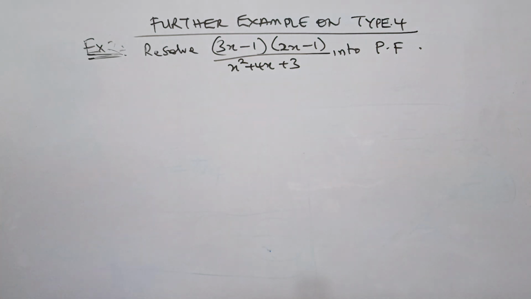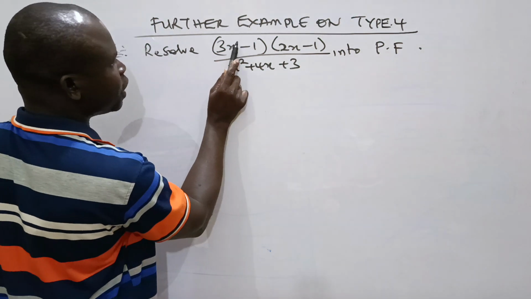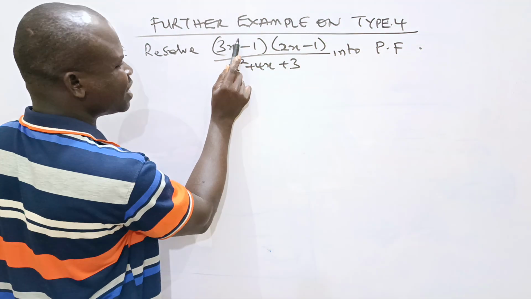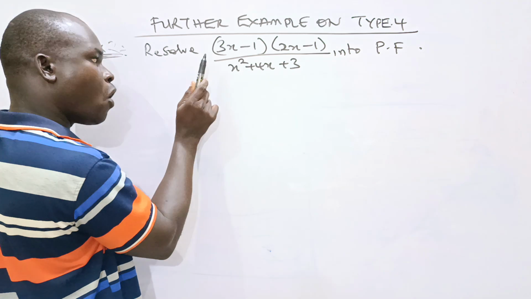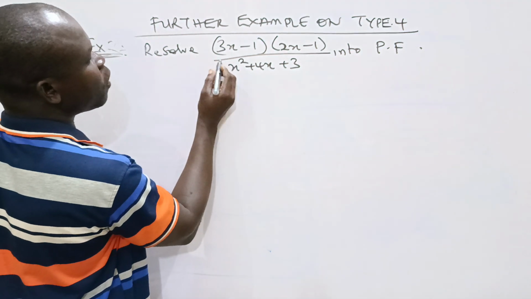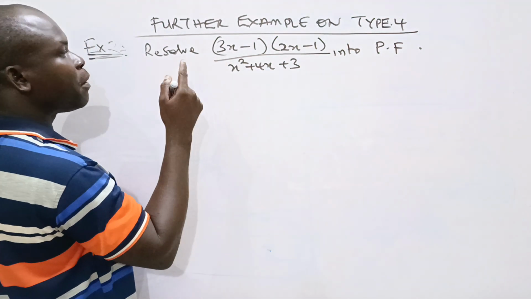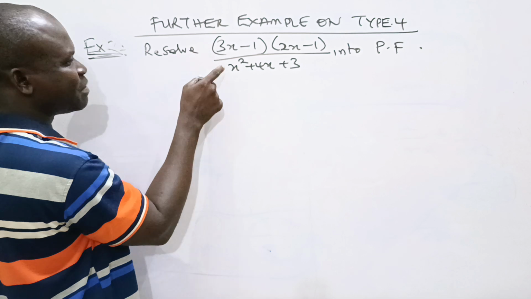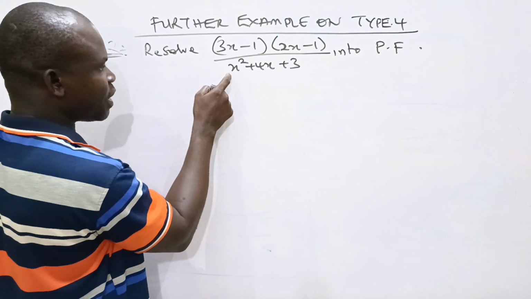So we want to look at further examples on type 4 partial fraction. Type 4 partial fraction is the partial fraction in which the power of the unknown at the numerator is greater than that of the denominator, or where the coefficient of the highest power at the numerator is more than the coefficient of the highest power at the denominator.